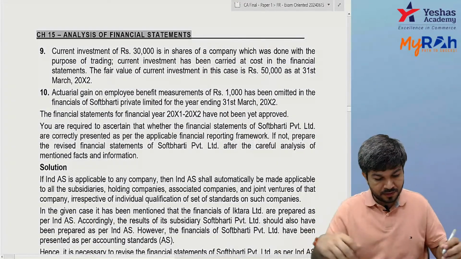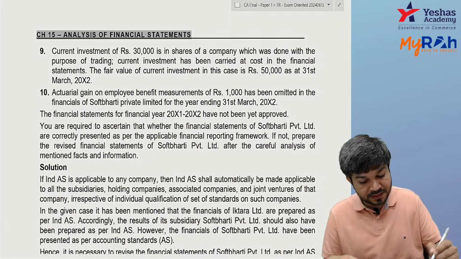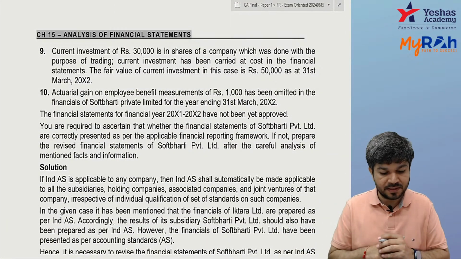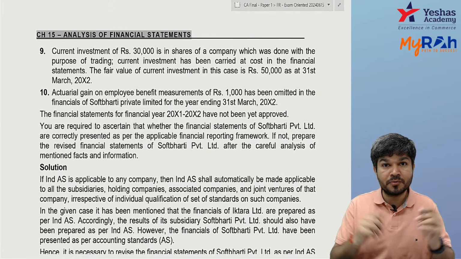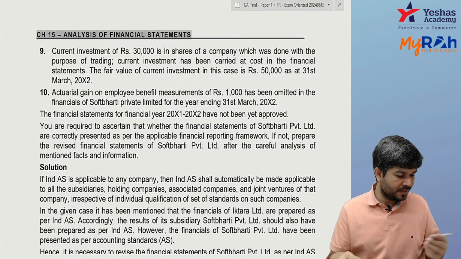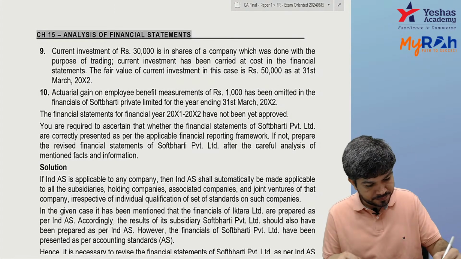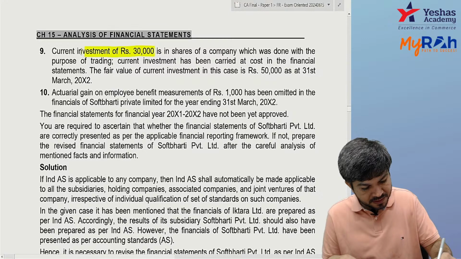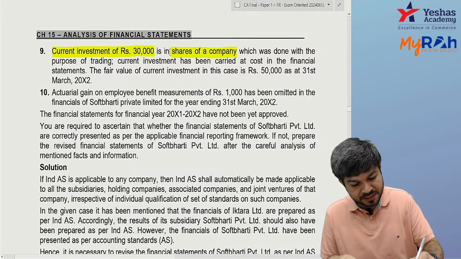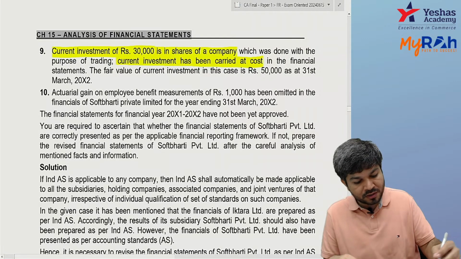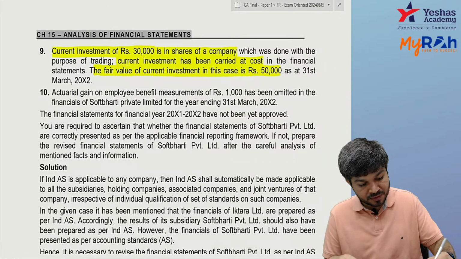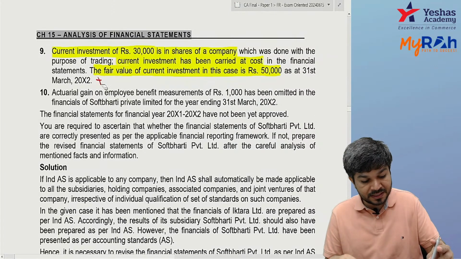Done? Okay, there's a current investment of 30,000 which we have done equity investment. Remember, equity investment is generally FVTPL unless you choose an irrevocable option, FVOCI. So over here, there's a current investment 30,000 in shares of a company and they have been carried at cost. No, wrong. They should be at fair value 50. The investment goes up, so plus 20 in investment.